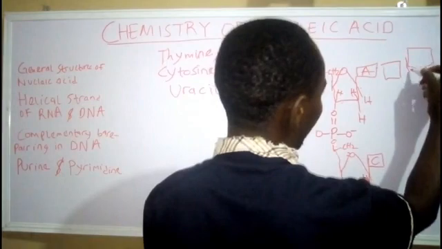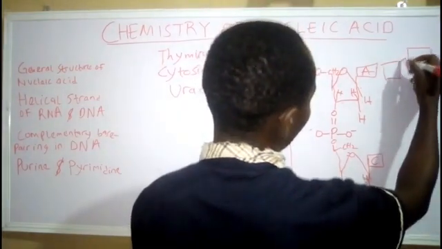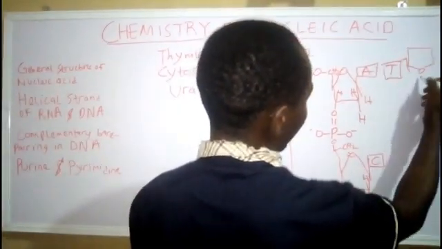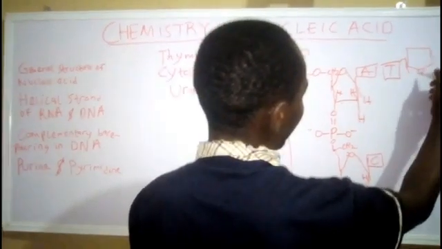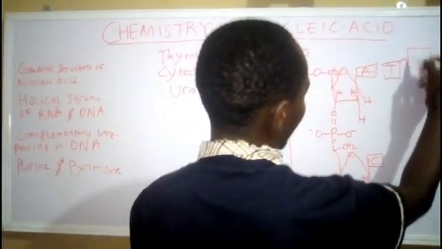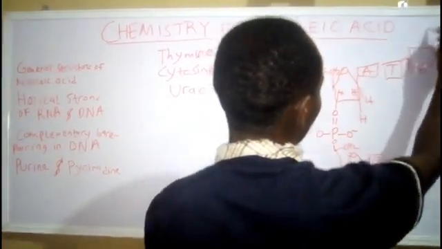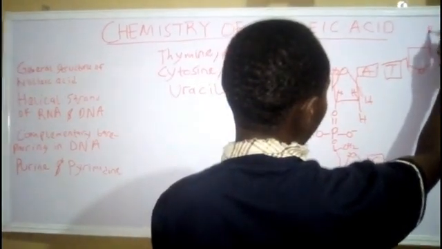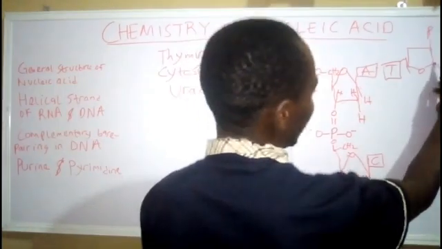So this is our carbon. This is our carbon 1. Okay, this thymine. Are you getting it? So the same way, it goes like that. Carbon 1, carbon 2, carbon 3. So this is our phosphate group. So this is our phosphate group here. Let me represent it with P. So the same way like that.